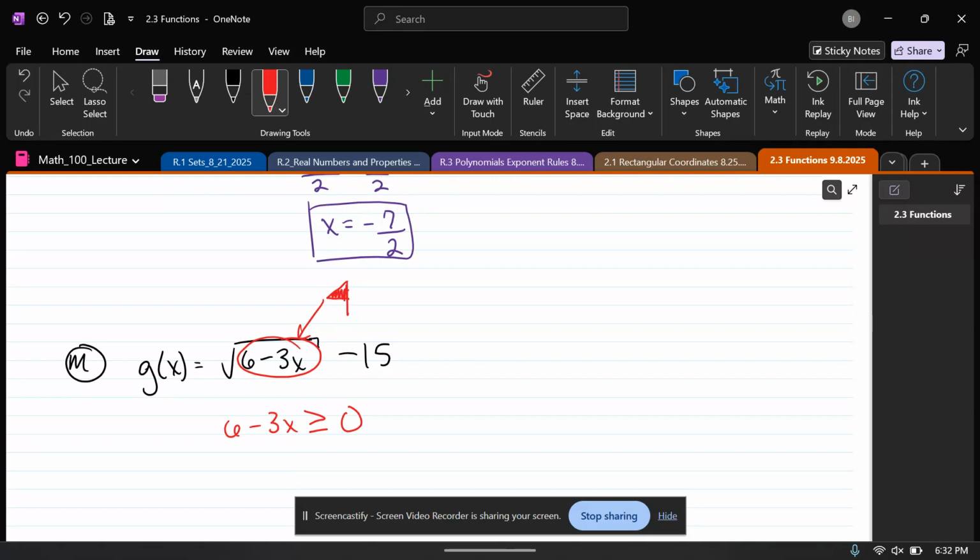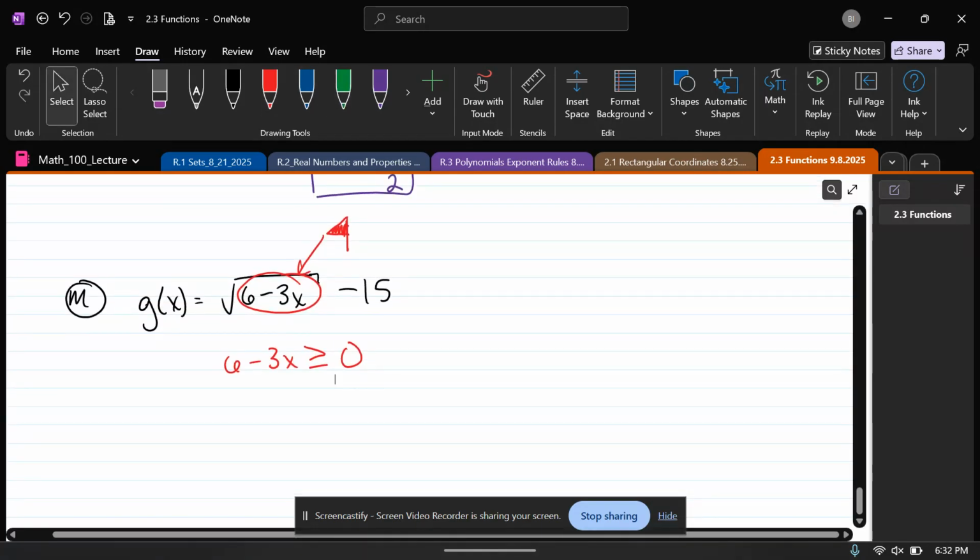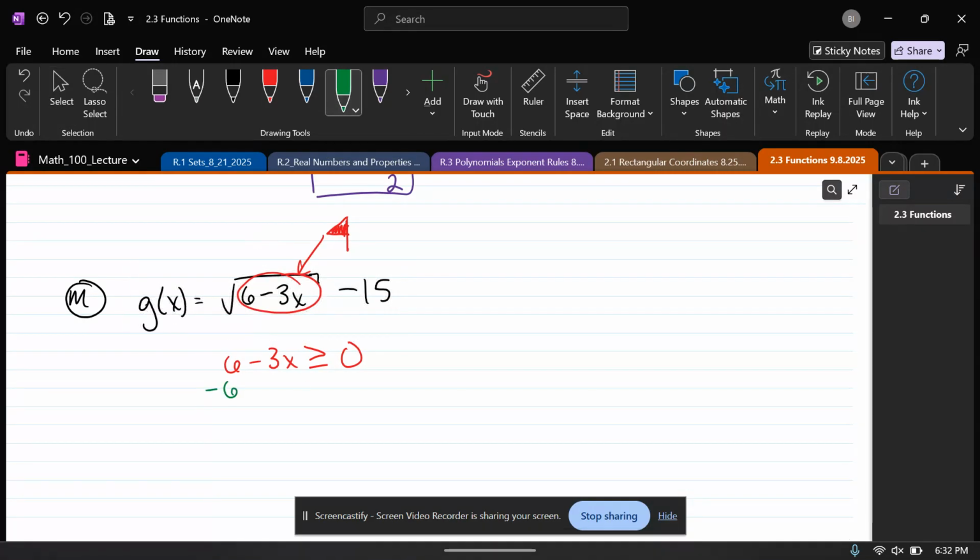6 minus 3x is greater than or equal to 0. What we're trying to do is make sure that the stuff underneath the square root is not negative. Greater than or equal to 0 is not negative. That's the reason we're doing that. Now, let's get x by itself in this inequality. What's the first step? Minus 6. So it's going to give me negative 3x greater than or equal to negative 6.